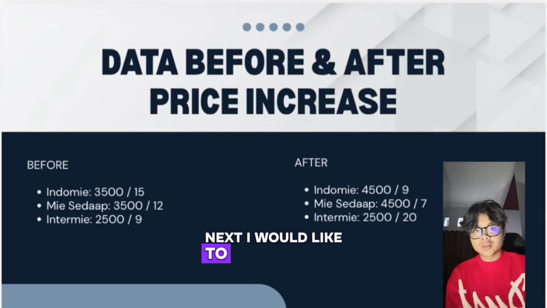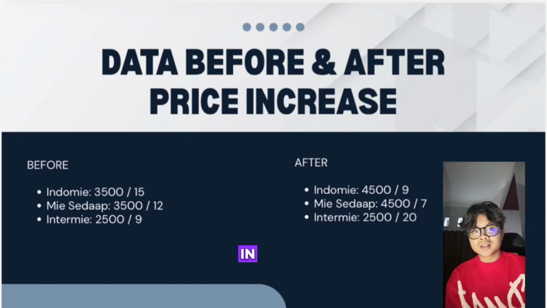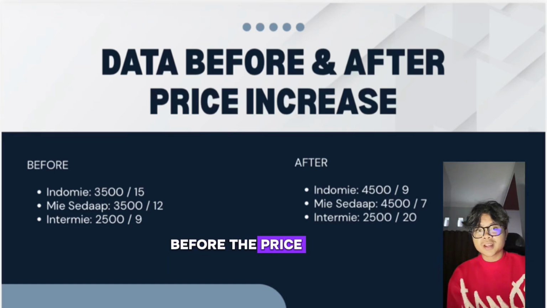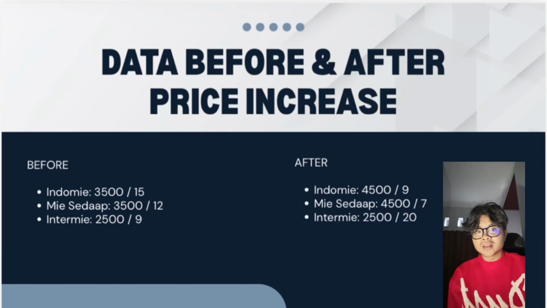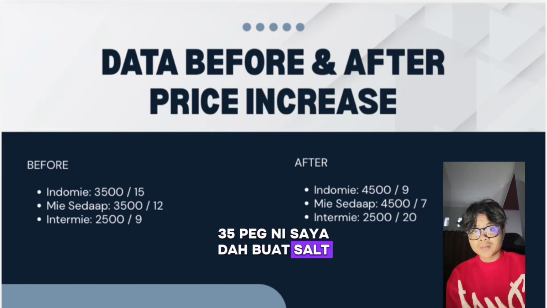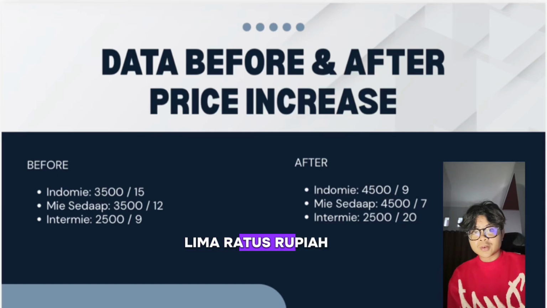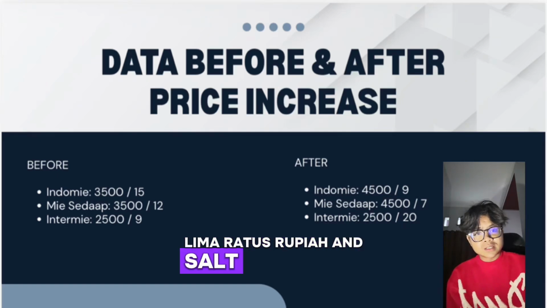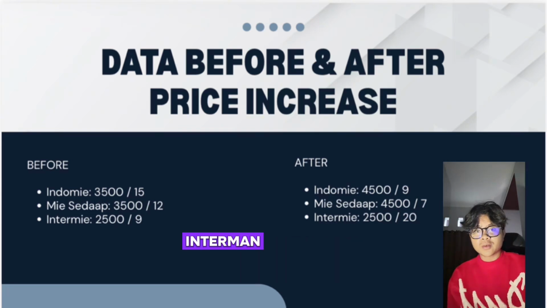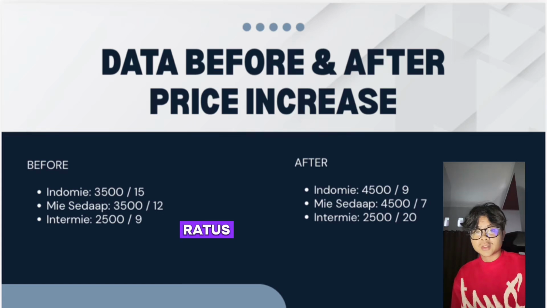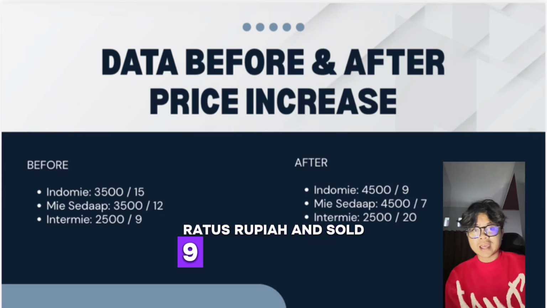Next, I would like to present the data collected in the study. Before the price increase, Indomie was sold at Rp3.500 and the store sold 50 packs. Mie Sedap was sold at Rp3.500 and sold 12 packs. Intermie was sold at Rp2.500 and sold 9 packs.